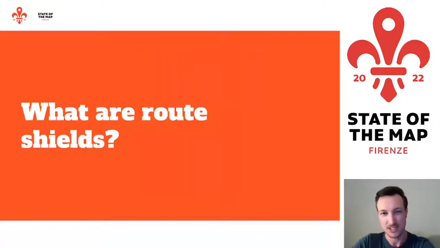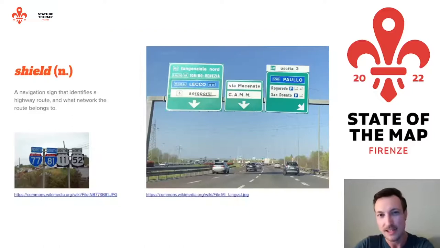And what do I mean by route shields? In North American English, at least, a shield means a navigation sign that identifies a highway route and what network the route belongs to. On the left, we have an example of four numbered routes following a highway I regularly drive on to go visit my family. And on the right, here's some that are more local to Italy.